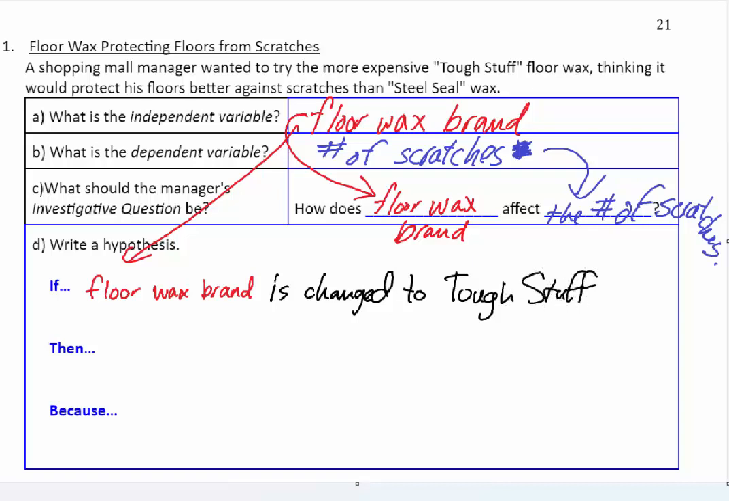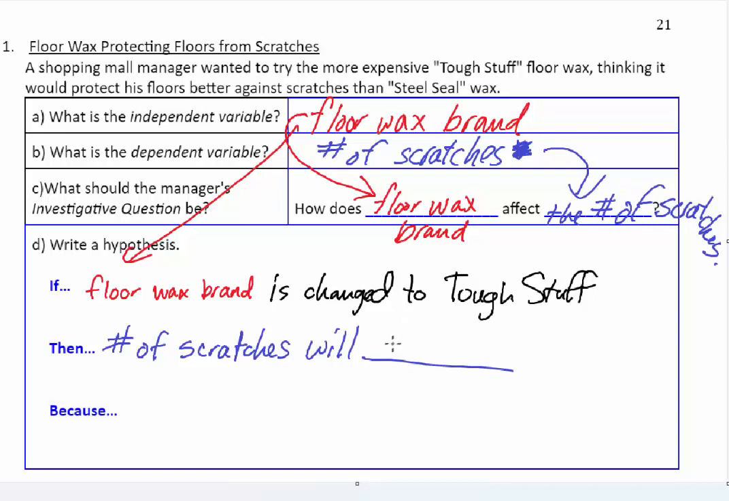And here we are at the second part of our hypothesis, the then statement. And the second part, always, we know it comes second, it is the dependent variable. In this case, it is the number of scratches. So we'll include that as our dependent variable in the second part here. And we want to make a prediction about this. So the number of scratches will blank. Is it going to increase? Is it going to decrease? And this is where we take a guess. And your guess is as good as anybody's, so you can take any guess you want here.